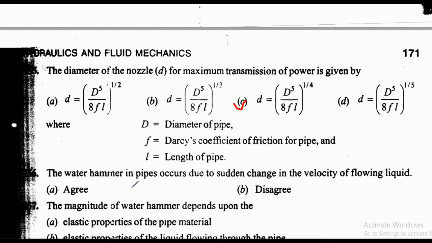Okay, next is the water hammer in pipes occurs due to sudden change in the velocity of flowing liquid. Options are agree or disagree. So here friends, this statement is correct. So the correct answer is option A, that is agree.